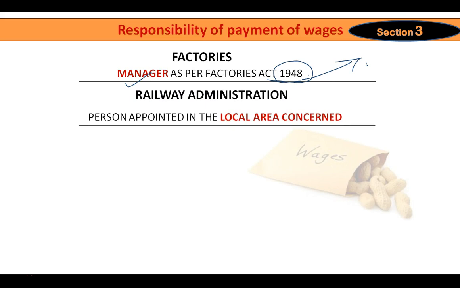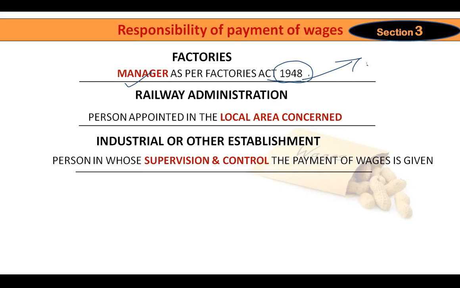Railway administration. In railway administration, the person who is responsible for payment of wages is the person appointed by the local area concerned. Railway administration network is all over the country. It is impossible for one person to be responsible. So they choose, according to the local area concerned, a person, and that person is responsible for payment of wages.